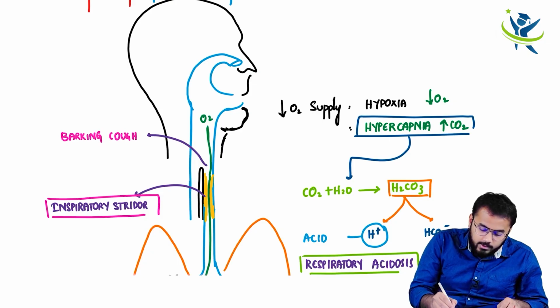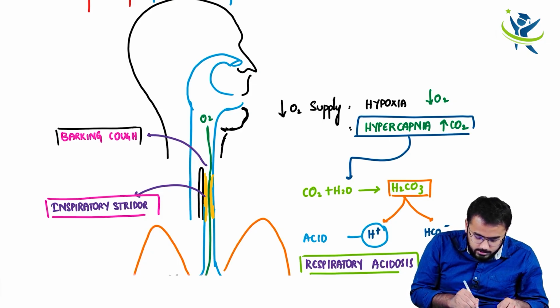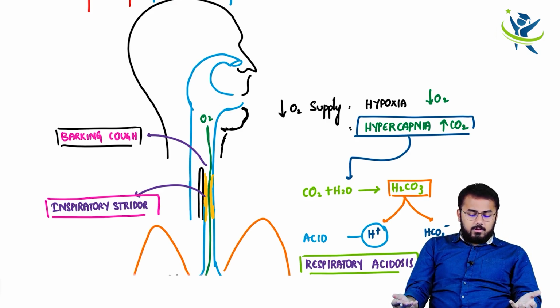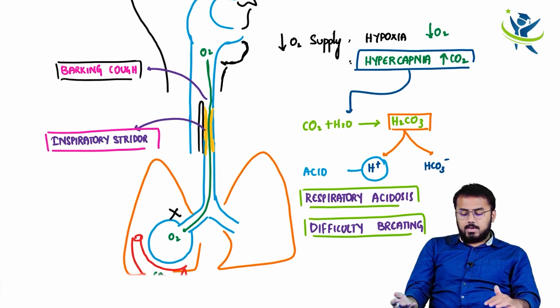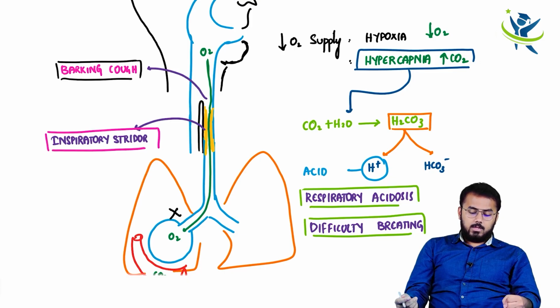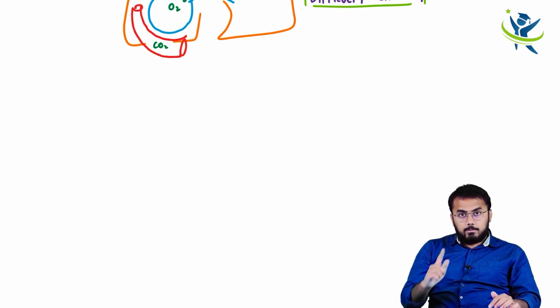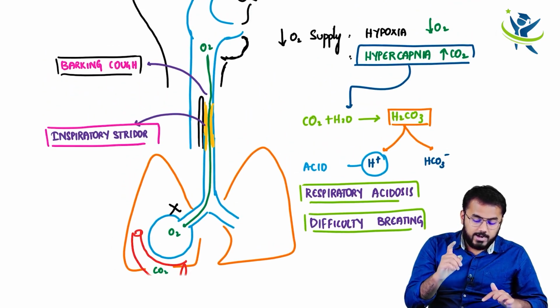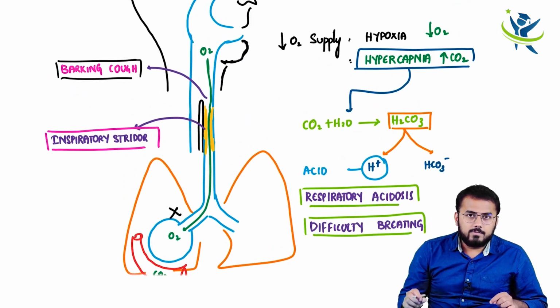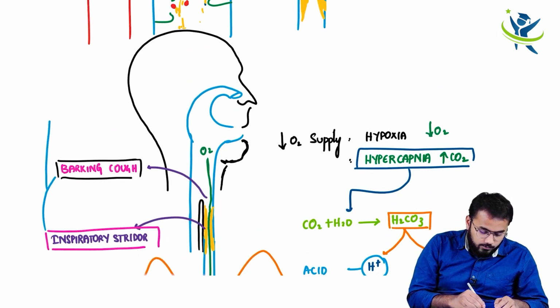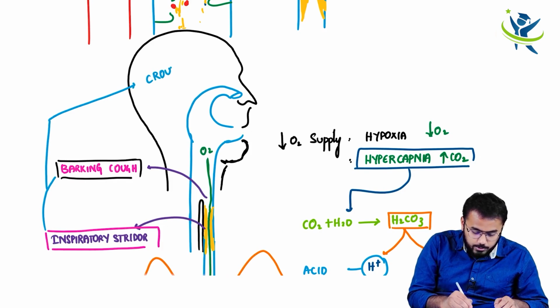Barking cough. Right, okay. Can you please tell me any important thing other than this? Nothing more. The patient is going to have barking cough, inspiratory stridor, hypercapnia leading to respiratory acidosis, and difficulty breathing. These are the important things which you need to know. And by the way, if you find inspiratory stridor and barking cough in a patient, you are dealing with a patient of croup. So these are the complaints of croup.